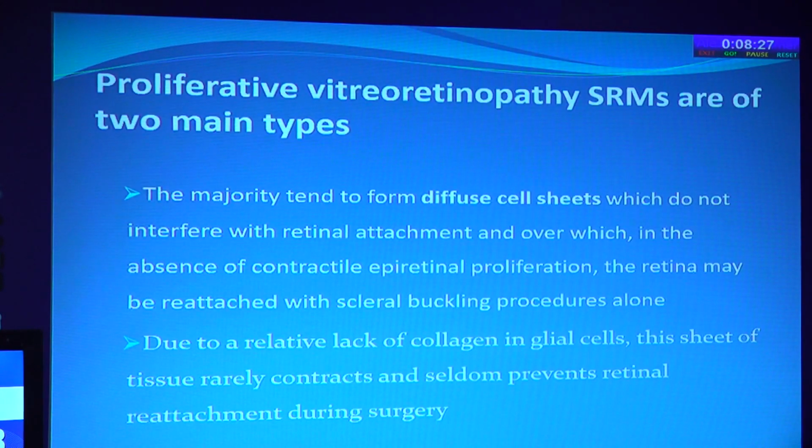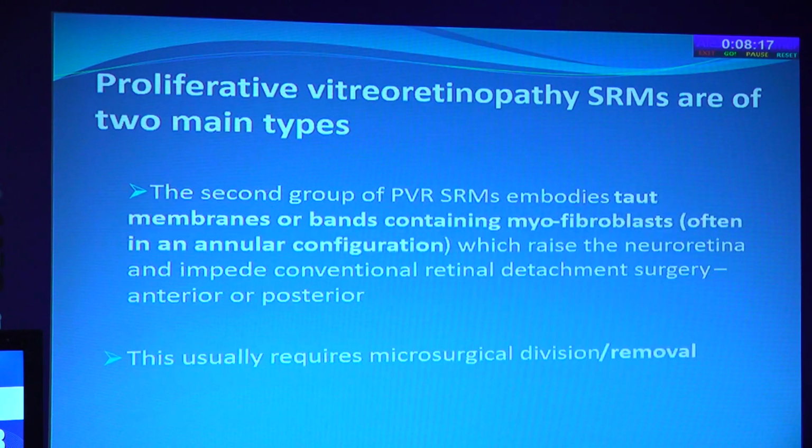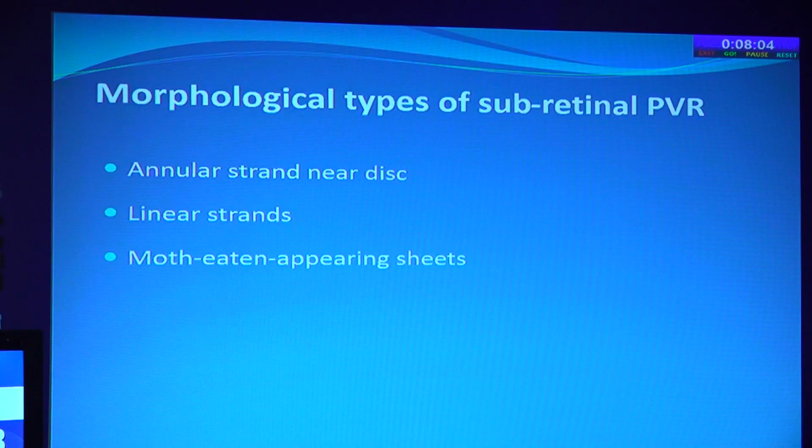If they proliferate as sheets, these are diffuse sheets which usually lack collagen because they are composed of glial cells. They don't contract much and they don't prevent retinal reattachment in general. But if they form bands, they contain myofibroblasts and form an annular configuration which raises the neuroretina and impedes attachment. These bands require division or removal.